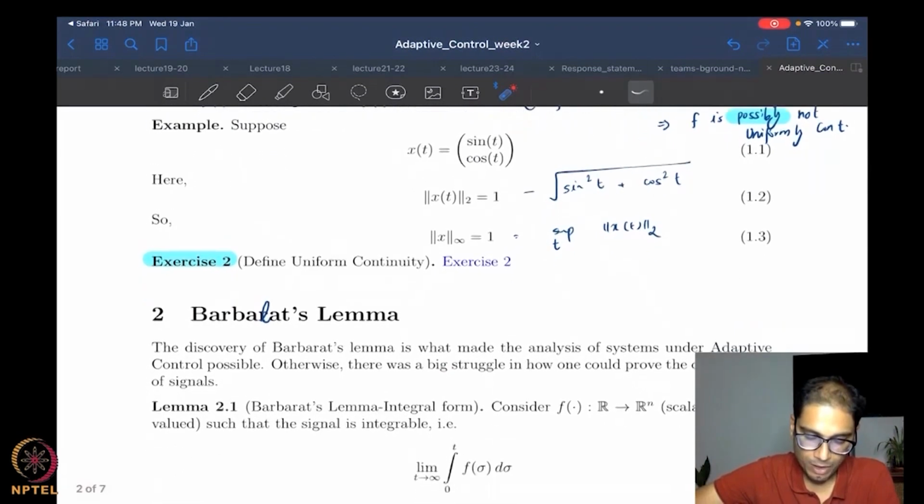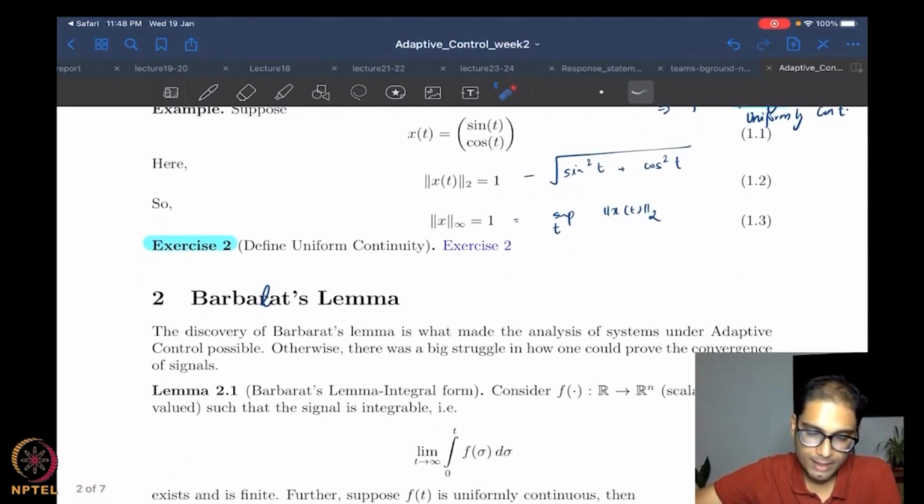Barbalat's lemma is a very simple looking but quite an amazing result, because the advent of this result is what made analysis in adaptive control possible. Before this result came up, folks knew about Lyapunov analysis. We have not yet studied Lyapunov analysis, but folks knew about it since the 1800s, the advent of Lyapunov, right?